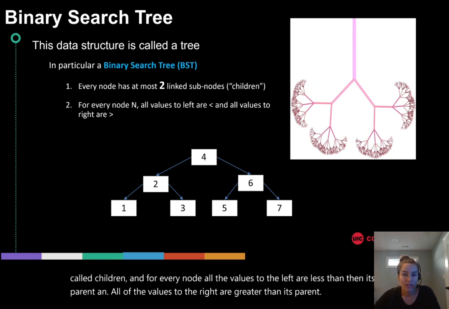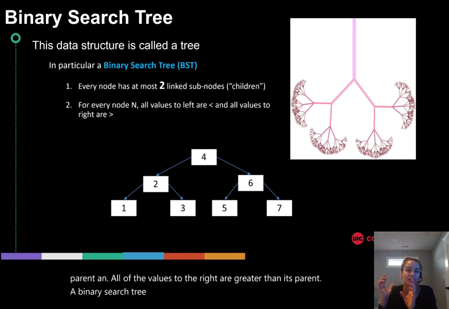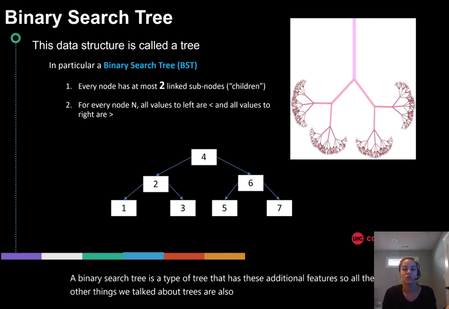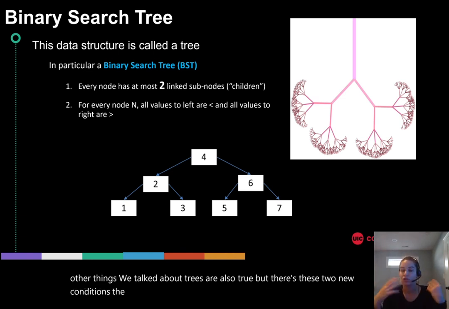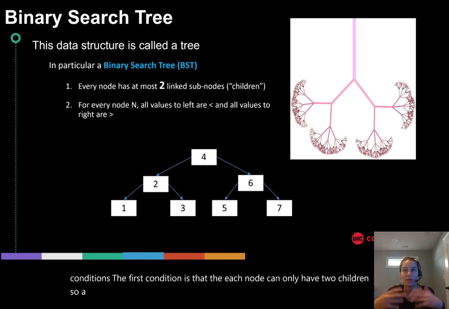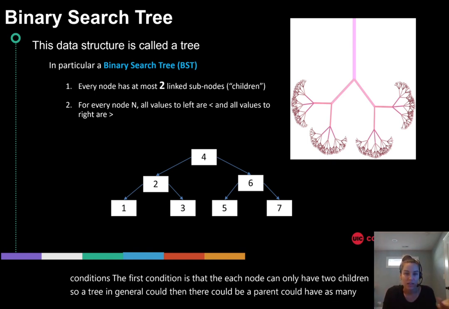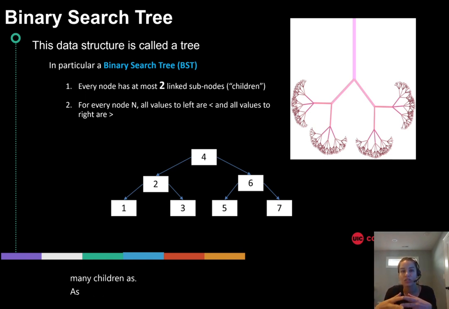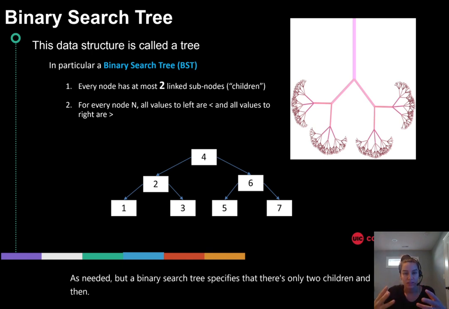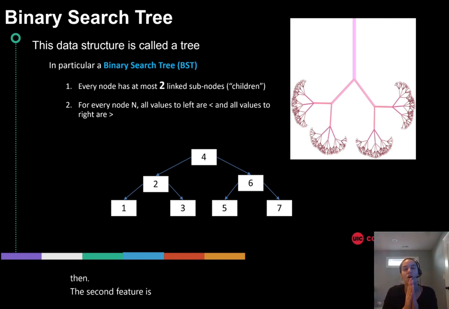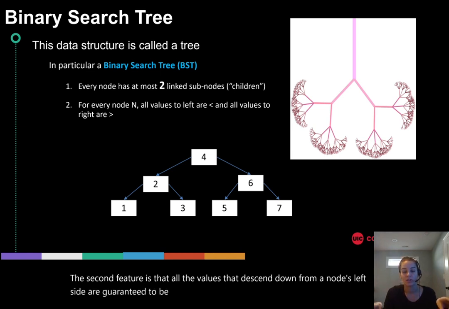And a binary search tree is a type of tree that has these additional features. So all the other things we talked about trees are also true, but there are these 2 new conditions. The first condition is that each node can only have 2 children. So a tree in general, a parent could have as many children as needed, but a binary search tree specifies that there's only 2 children. And then the second feature is that all the values that descend down from a node's left side are guaranteed to be less, and its right side are guaranteed to be greater.